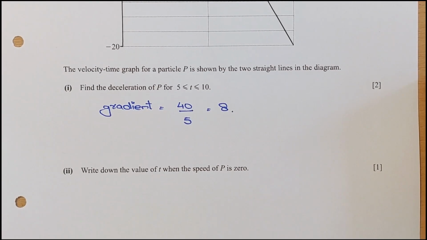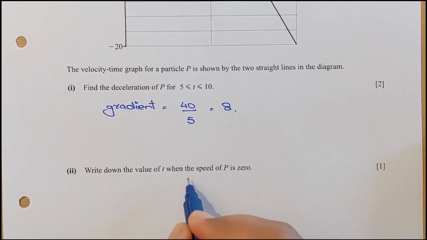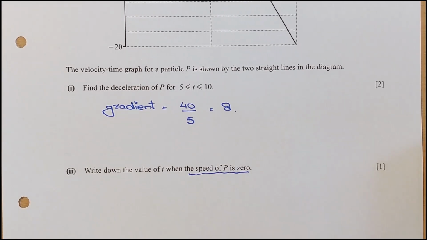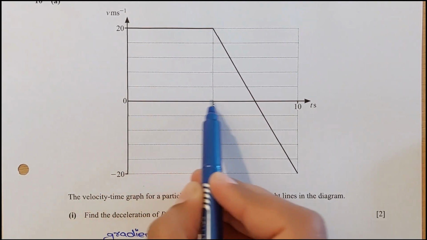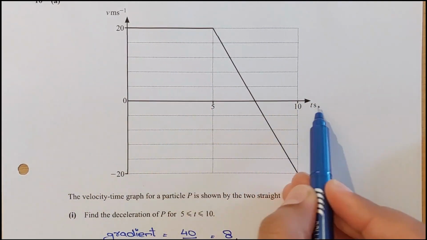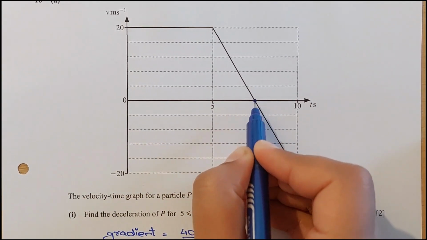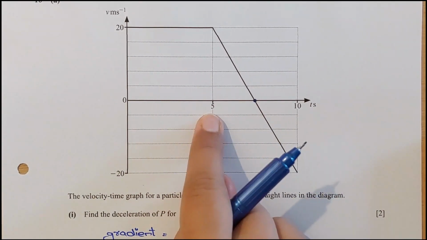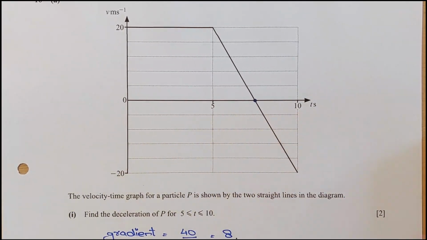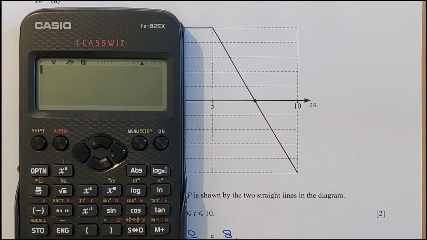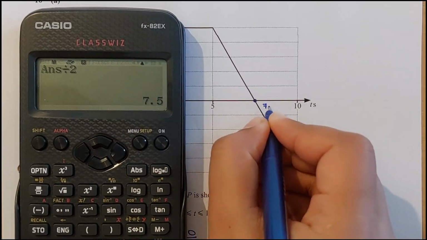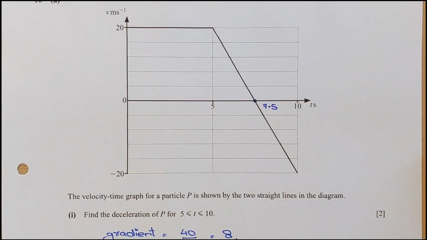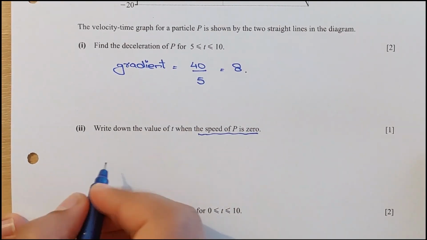Now for the second part, write down the value of t when the speed of the particle is 0. The speed of the particle is 0, or we can say the velocity is 0, since it is a velocity time graph. You can see the velocity is 0 at this point on the straight line, and this point lies between 5 and 10, basically the midpoint of 5 and 10. So we find the midpoint: (10 plus 5) divided by 2 is 7.5. So at t equals 7.5 the speed of the particle is 0.